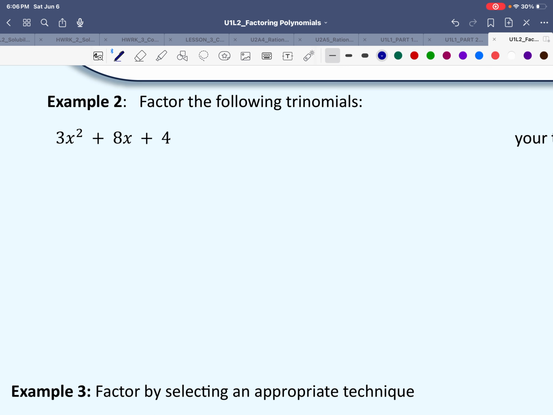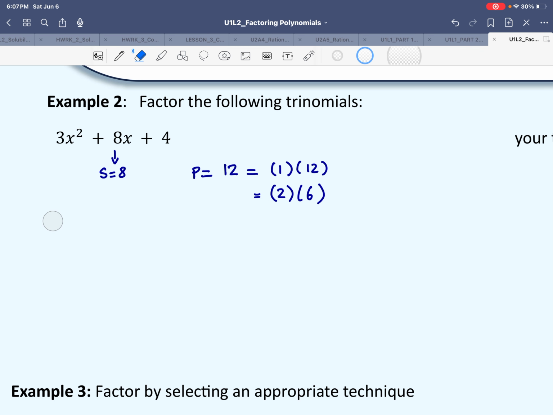So we're going to break down the middle term into two numbers that will still have the sum of 8. But the product will have to be 4 times 3, which is equal to 12. So we need two numbers that multiply to 12 and add to 8. I'm going to start with 1 and 12. They must both be positive. 1 plus 12 is 13, so that won't work. Next I have 2 and 6. 2 plus 6 is 8. So 2 and 6 are the numbers we need.